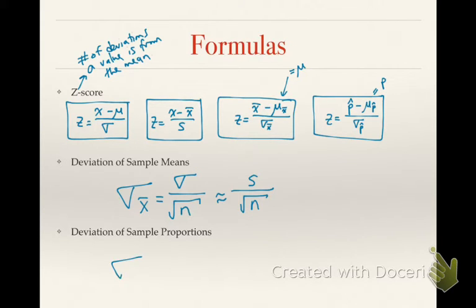The deviation of the sample proportions was found using the formula, the square root of the proportion you're essentially testing times 1 minus the proportion, so the complement, all over n. So those are the main formulas that we use in the statistics unit. So pause the video and make sure you have these written down.